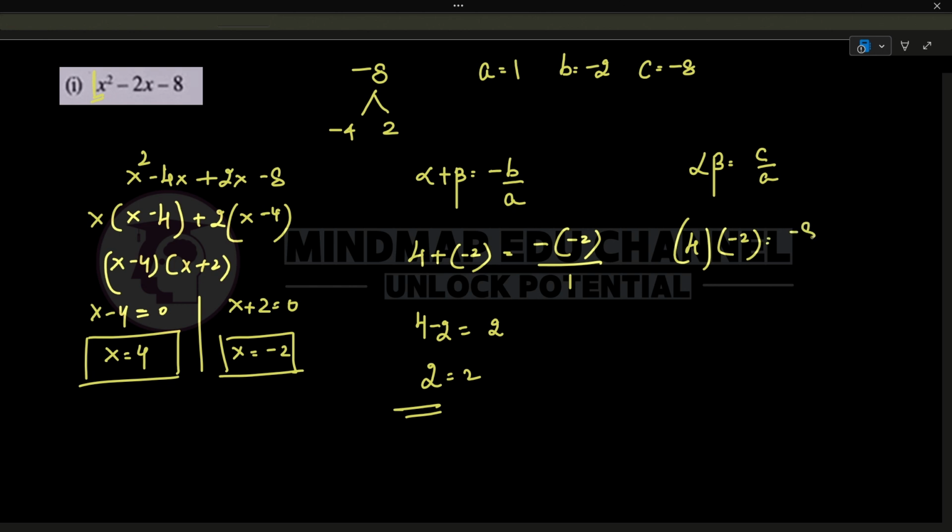The value of c is minus 8, and a is 1. So 4 2s are 8, with minus sign and minus sign 8. Left hand side is equal to right hand side. Thus we verified the relation between the numerical coefficients and the zeros.